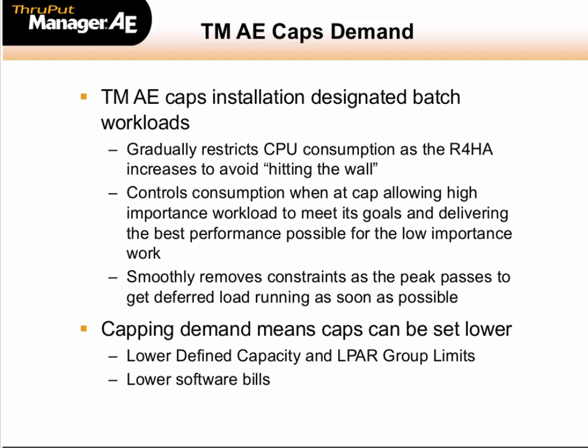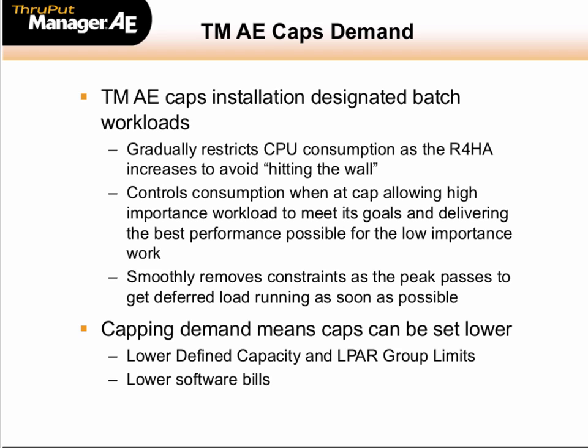Once the peak passes, the LPAR is no longer being capped, and overall consumption begins to come down. TMAE starts to smoothly remove the constraints on the affected batch workloads, gradually allowing more access to CPU, reversing the 5 steps that I just talked about. The goal is to automatically get as much of the deferred workload running as quickly as possible, as long as the rolling 4-hour average is not increased, a difficult task without automation.